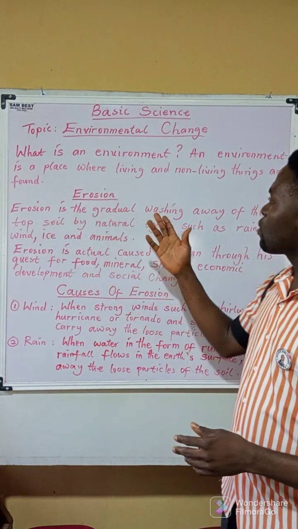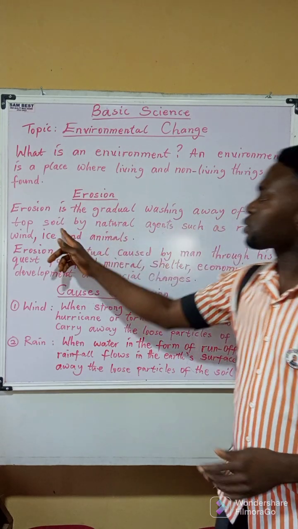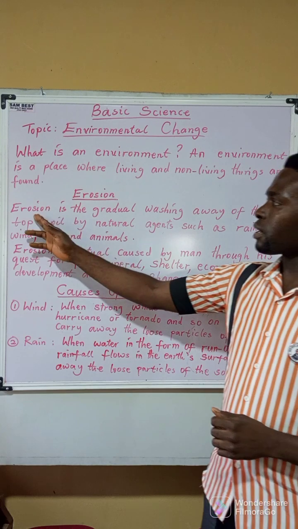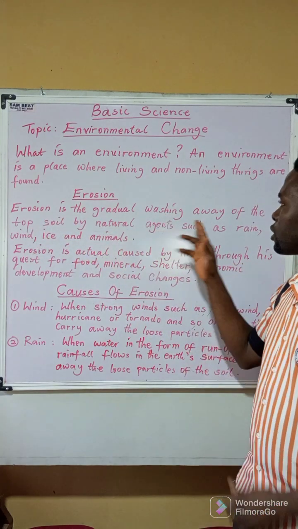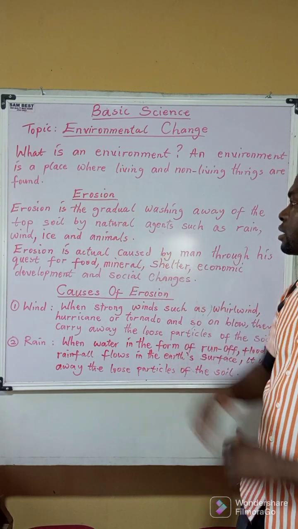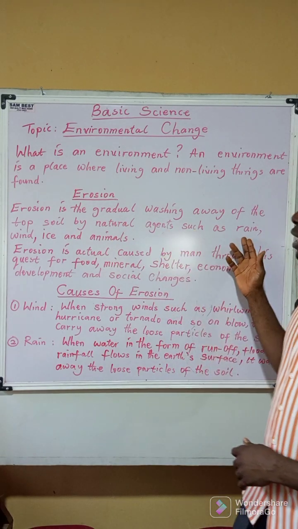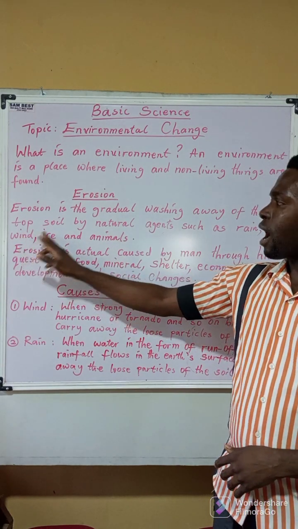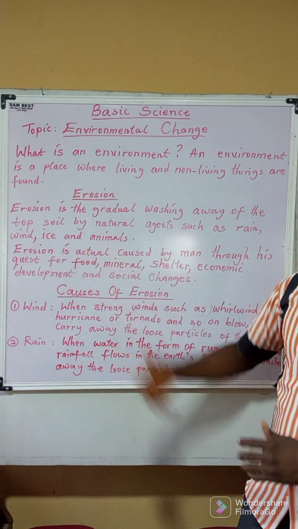Erosion is the gradual washing away of the topsoil by natural agents. Erosion is the gradual washing away of the topsoil by natural agents, such as rain, wind, ice, and animals.